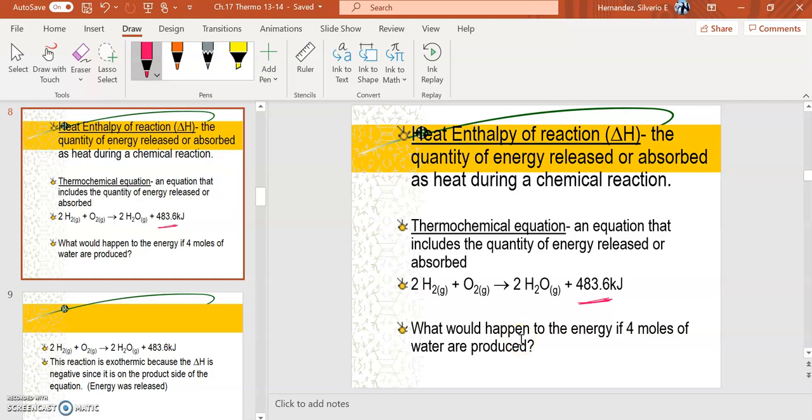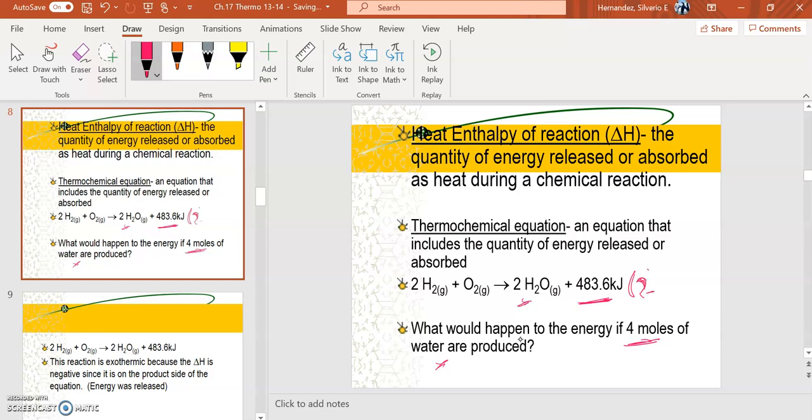So this next question is telling me, well, here we produce 2 moles of water. So what would happen if we produced 4 moles of water? Well, that means that we doubled the amount of moles, went from 2 to 4. So then I would just simply multiply the energy value by 2. I can write the 2 here.